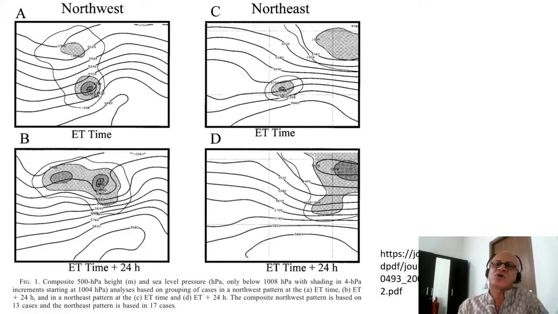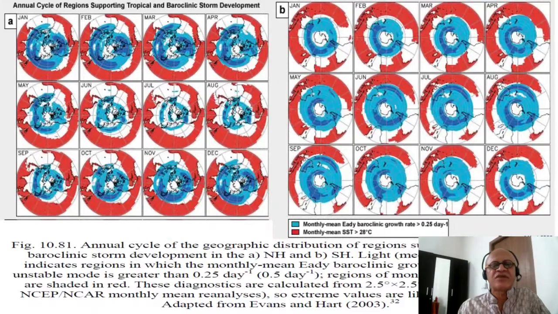Since we haven't done much about the barotropic and baroclinic instability in this course, I'm not going to get much more into the details, but we can revisit this figure that we looked at earlier, where we are looking at the annual cycle of regions supporting tropical and baroclinic storm development for the northern and southern hemispheres. So we are looking from the Arctic and Antarctic, and the SSTs, which are the tropical cyclone cyclogenesis regions, and this is the seasonality, so the annual cycle.